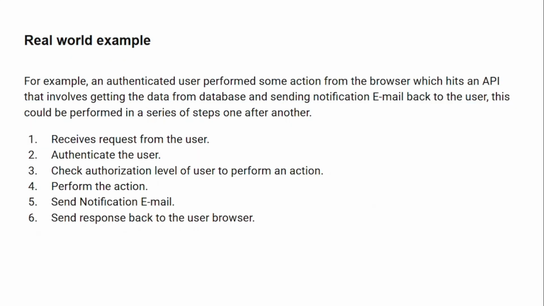For example, an authenticated user performs some action from the browser which hits an API that involves getting the data from the database and sending a notification email back to the user. This could be performed in a series of steps, one after another. Number 1, receive request from the user. Number 2, authenticate the user. Number 3, check authorization level of user to perform an action. Number 4, perform the action. Number 5, send notification email. Number 6, send response back to the user browser. So it could be something like this.